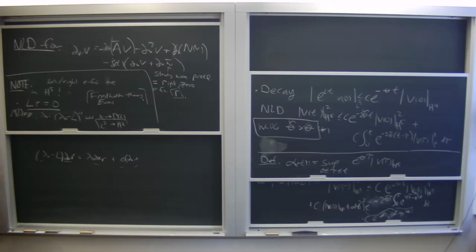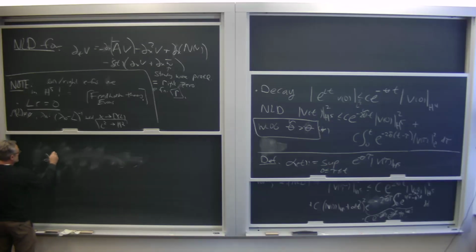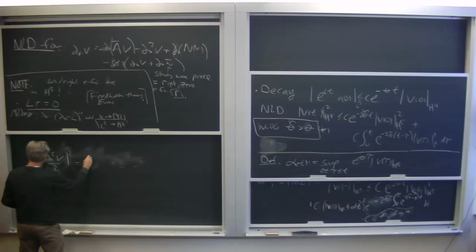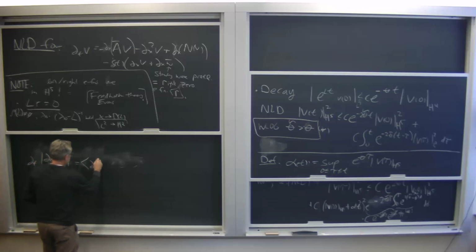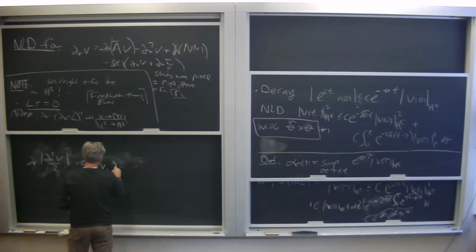Okay, so we're going to do the same thing we did before. We take ∂x to the fifth of v squared over 2. We take the time derivative. This is just a very standard kind of energy estimate, and that will be ∂x^5 v against ∂x^5 ∂t v. And then we'll go term by term.